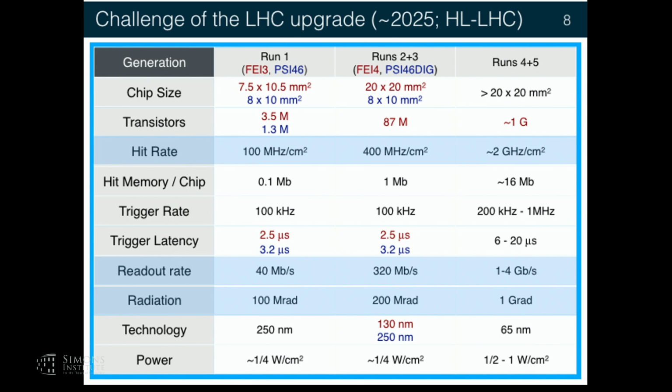Here is a table of numbers to give you a sense. I don't even look at any of the numbers except the ones I've highlighted in blue. Once again, these are the hit rate, the readout rate, and the radiation damage. The three columns correspond to run 1, which was up until 2015; run 2 and run 3, which is right now; and what we're preparing for 10 years from now. We're going to increase the rate by a factor of 10, going from here right now to here at runs 4 and 5. What does radiation damage do?